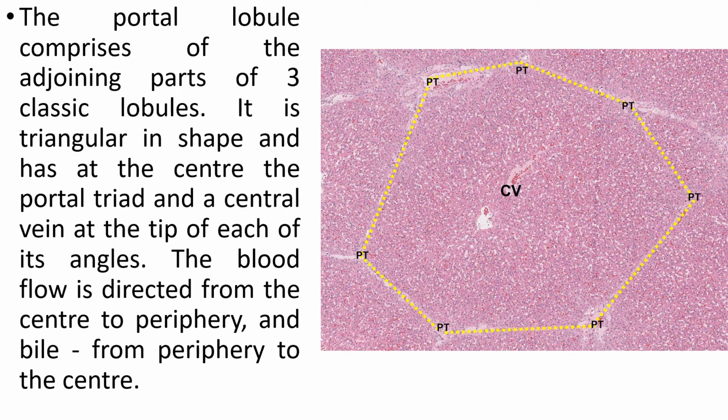The portal lobule comprises three adjoining parts of three classic lobules. It is triangular in shape and has at the center the portal triad and a central vein at the tip of each of its angles. The blood flow is directed from the center to the periphery and the bile from the periphery to the center.